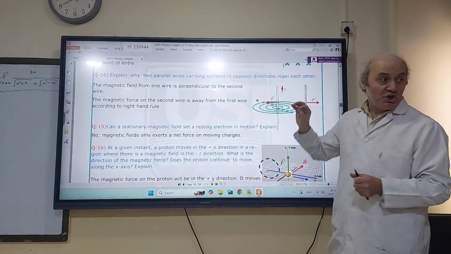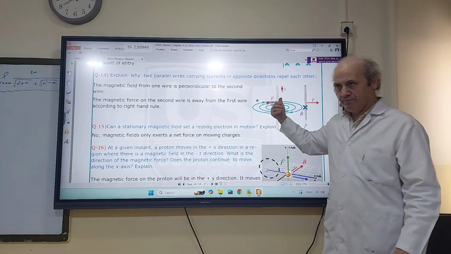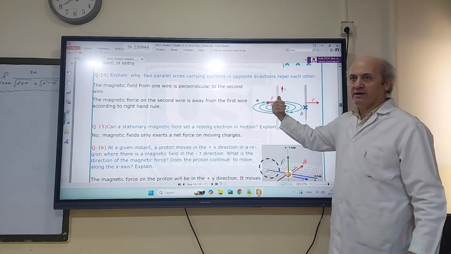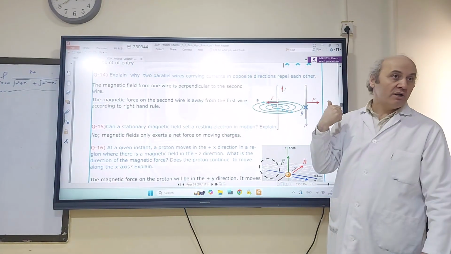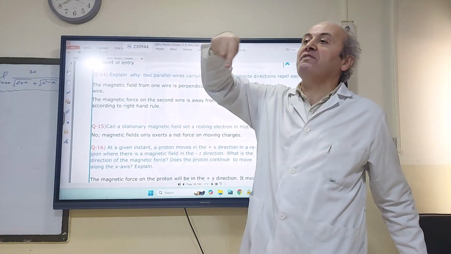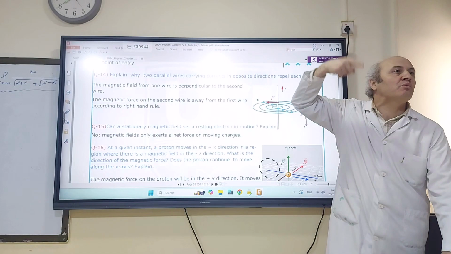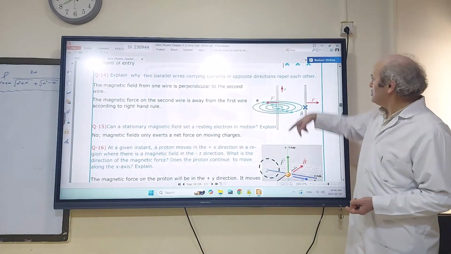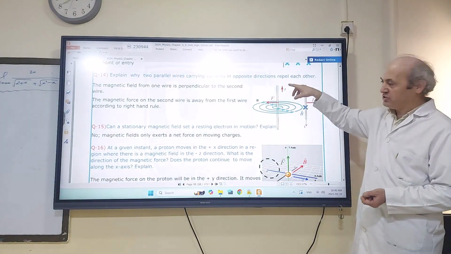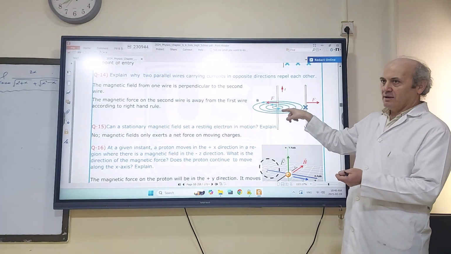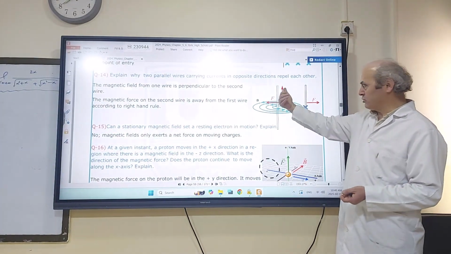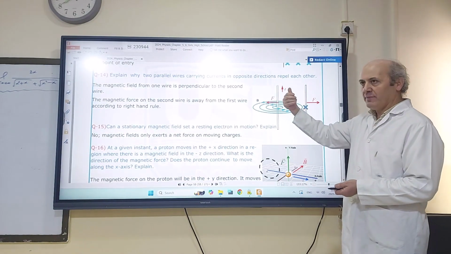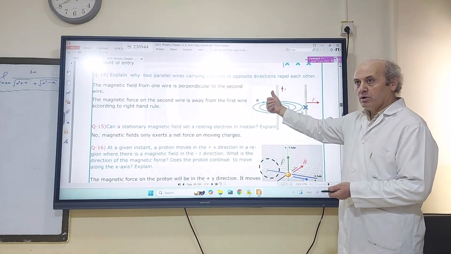These parallel wires, each of them produces a magnetic field around it. The first wire produces a magnetic field around it. The second wire produces a magnetic field around it. Each wire is inside the magnetic field of the other wire. That is, each wire is using the other wire's magnetic field as an external magnetic field to produce a force. Now, these two wires carry electric current in opposite directions. The one on the left produces an external magnetic field. According to the right-hand rule, the circulation is counterclockwise. So on the left it is out, on the right it is in.